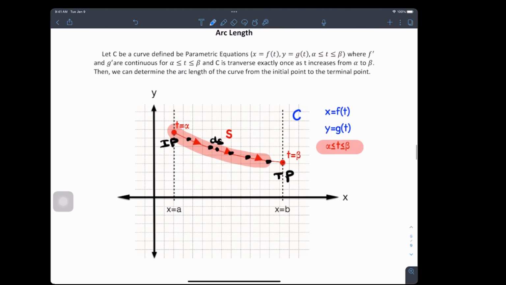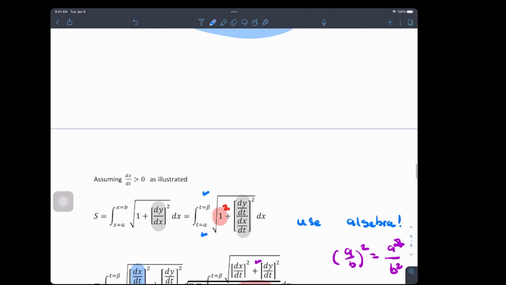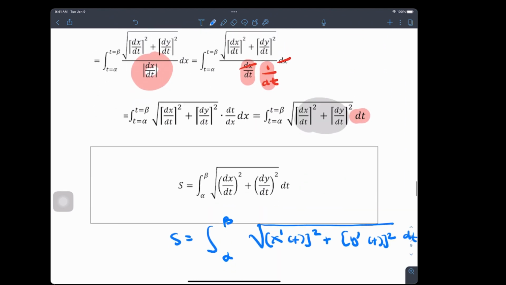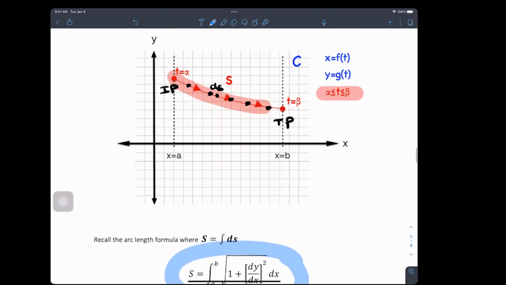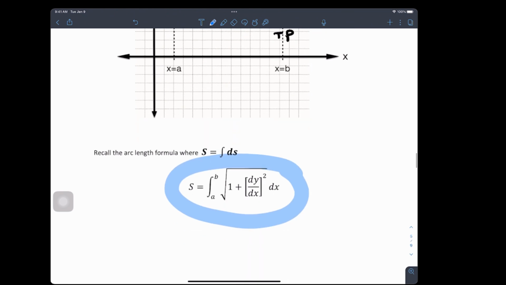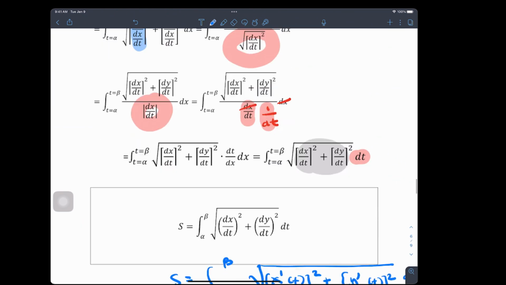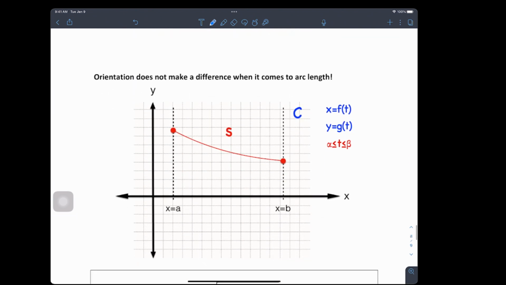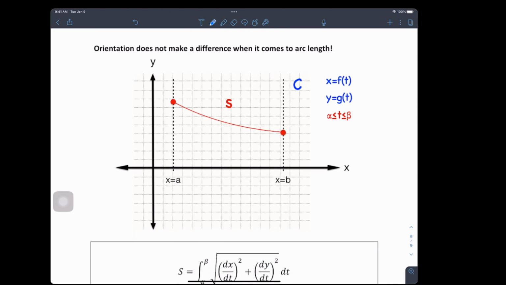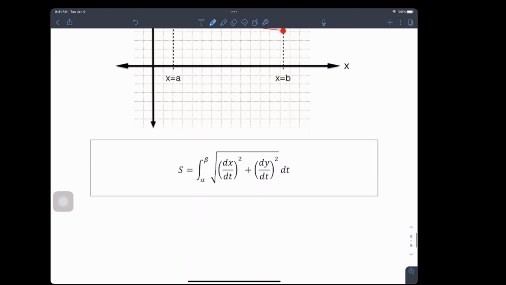Why does that make sense? Why is it the exact same formula, irregardless of your orientation? It doesn't matter what your orientation is. It's not a negative arc length, because if you switch the orientation, you're still looking at the length of a curve. It's still S. It's the same value, how long that is. So orientation does not matter for arc length, and that's what my proof shows you here. It matters for that area, but not arc length. That's my conclusion there for you guys. So you're going to have the same arc length formula.